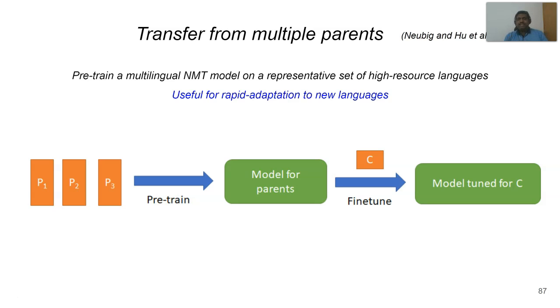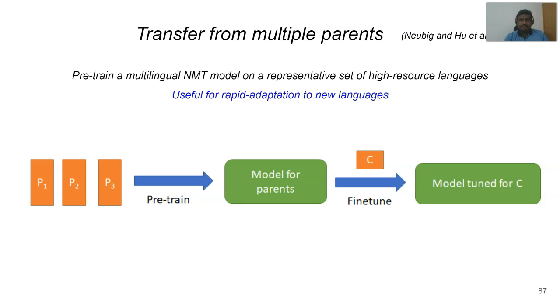So rapid adaptation of a multilingual model for a new language pair in a very short period, say in times of natural disasters, etc., where we don't have the time to train a complete model from scratch. So you can take a representative set of high resource languages, pre-train a model, and then as needed, as a limited amount of parallel corpus is collected for the low resource language pair, quickly tune the pre-trained model for the low resource language.